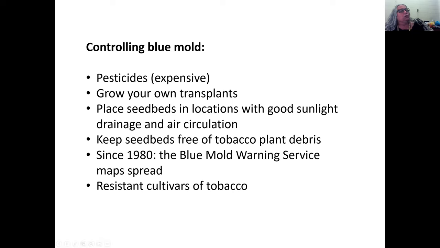Good drainage and good air circulation. You can get rid of debris that might be carrying the pathogen. And since 1980, there's been a blue mold warning service that maps spread. And I don't know, that used to maybe be on pigeons or something, but it is on the internet now. And you can plant resistant cultivars of tobacco.